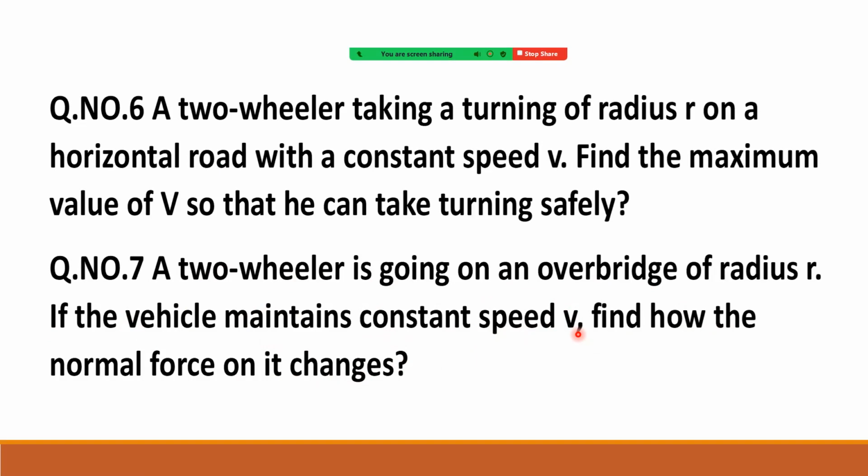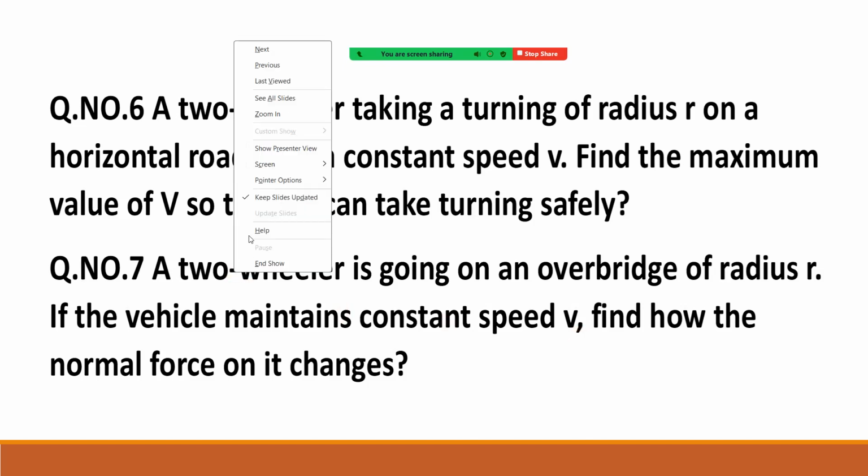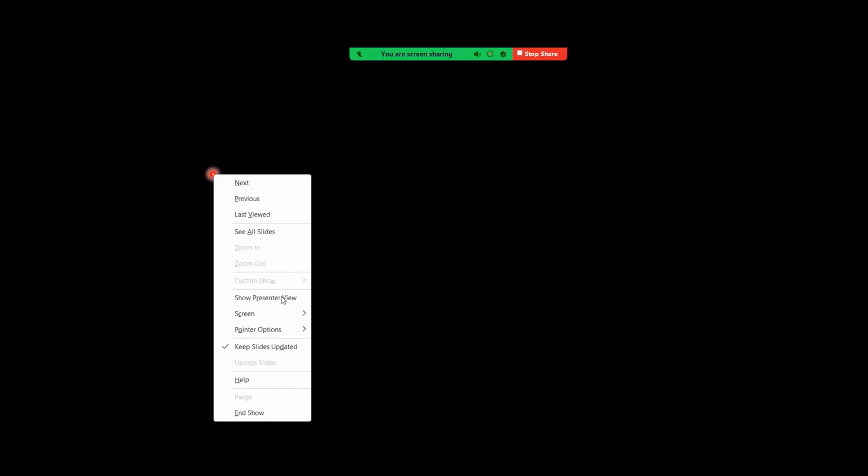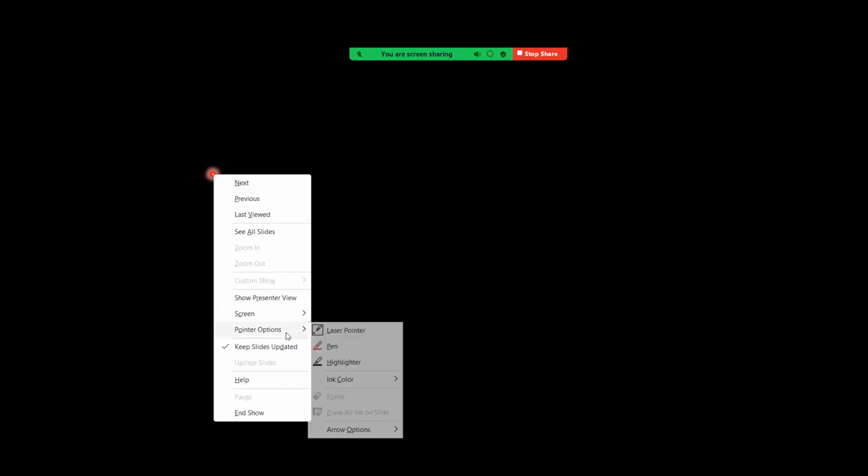Okay. Let us see the free body diagram. We have to find the normal reaction. So first step, focus: how many forces are acting on the two-wheeler? It is given an overbridge. You can say convex shape, right? Convex shape.